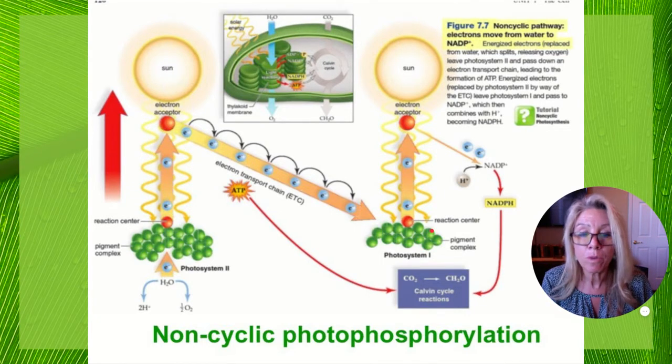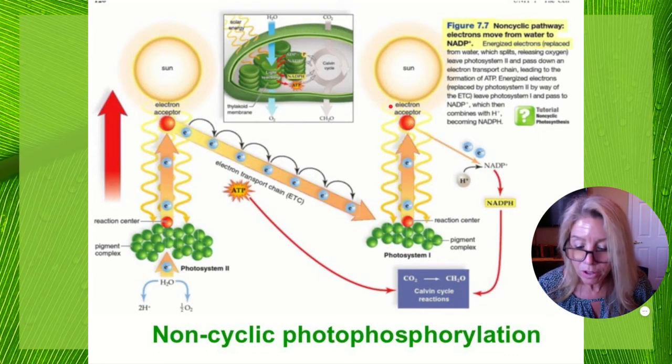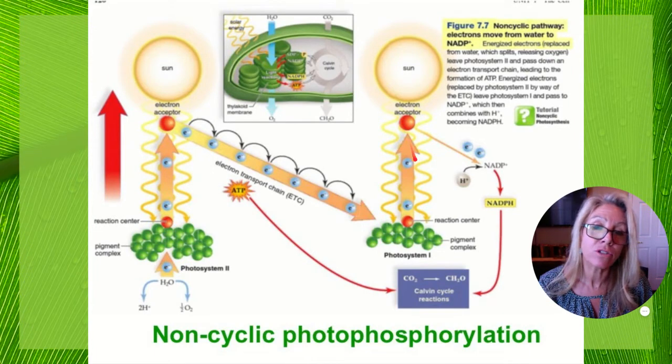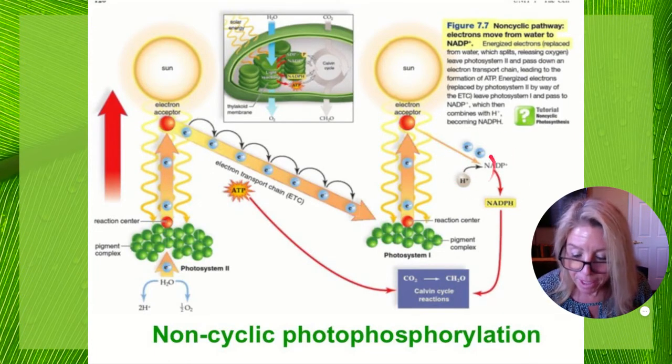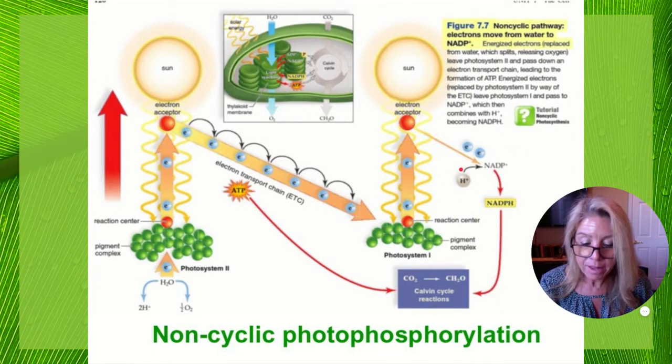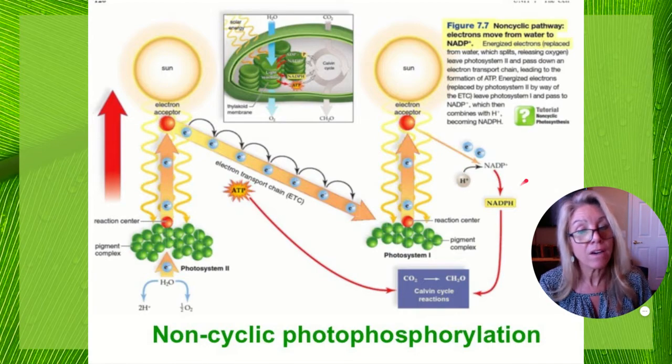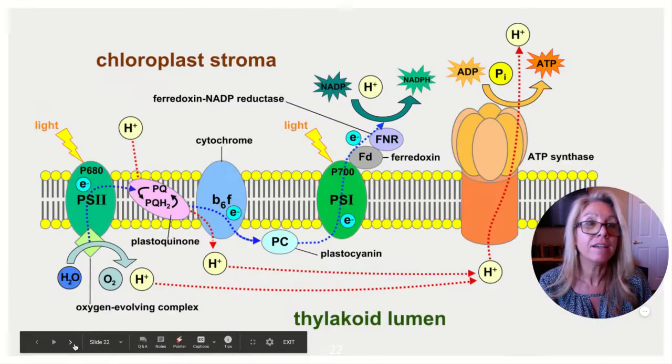In photosystem 1, the electrons are excited a second time by solar energy. And ultimately, those electrons are given to NADP. Okay? And then this will be used by the Calvin cycle, your dark reaction. So let's take a look again.